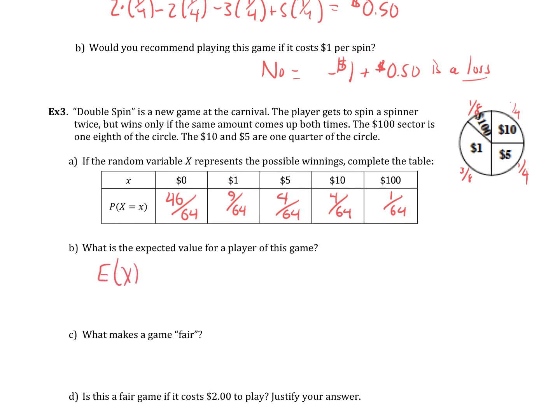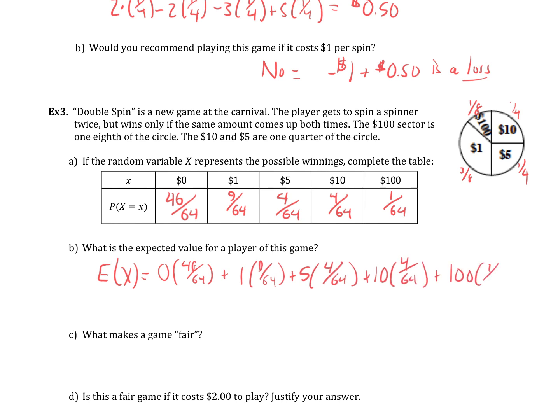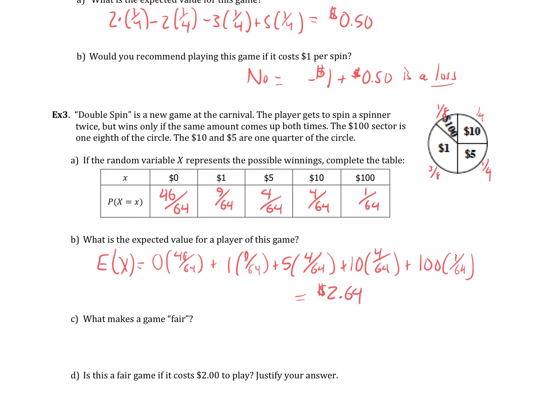The expected value here is, what am I usually doing? Yeah, I'm doing the x first. So the 0 times 46 out of 64. That seems silly, but I'm going to write it just to have the formula be complete. Plus 1 times 9 out of 64, plus 5 times 4 out of 64, plus 10 times 4 out of 64, plus 100 times 1 out of 64. The answer key I'm looking at says that's going to be $2.64. As a fraction, it was 169 over 64.